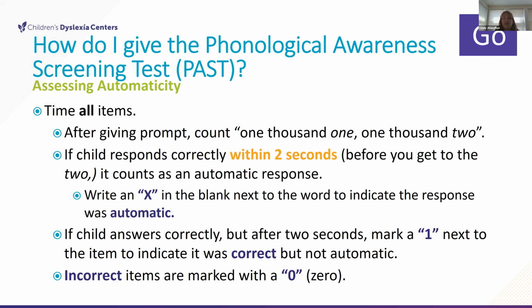If the child answers correctly, but after 2 seconds, you're going to put a 1 next to the item to indicate it was correct, but it wasn't automatic. They did not get the answer correct within 2 seconds. And if the child answers incorrectly, you're going to put a 0 in the item.